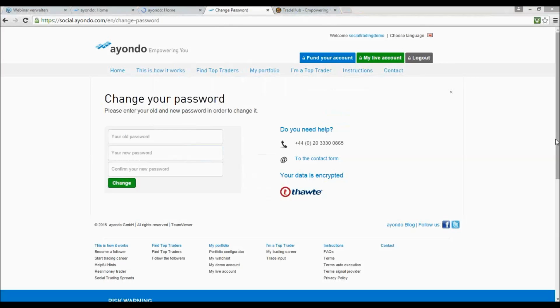So one of the questions that's been asked is, do the follow account and the top trader account have to be separate? If you can just elaborate on that, do you mean if you wanted to be a follower and a top trader? Yes. Okay. So the current setup of ayondo is that there are several combinations of accounts that you can have. So let me log out and then I'll be able to show you exactly what I mean.